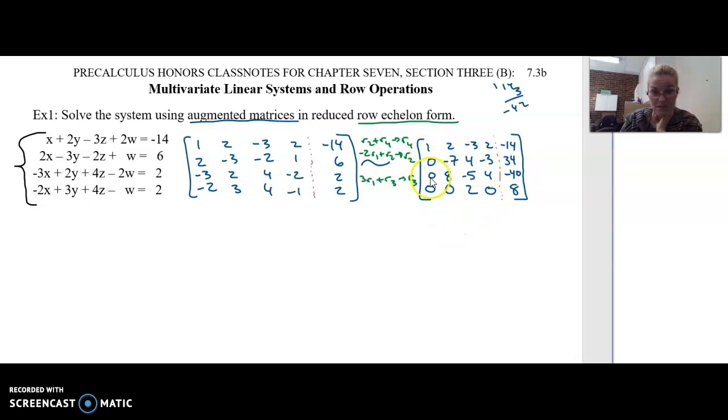All right, so we've zeroed out our first column. Now again, our next goal is to make one of these have a 1.